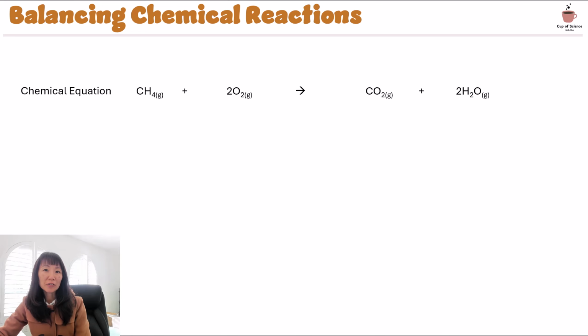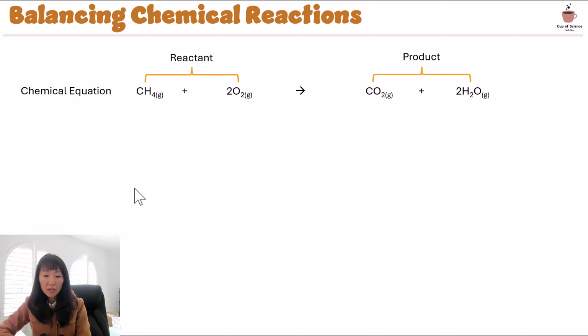In an introductory chemistry course, you might encounter the words chemical equation. A chemical equation, just like a mathematical equation, consists of some symbols like a plus sign, and it's going to have an arrow right in the middle. The left side of the arrow represents the reactants. So these CH4 and the 2O2, those are the reactants. On the right-hand side, those are the products, the CO2 and water.